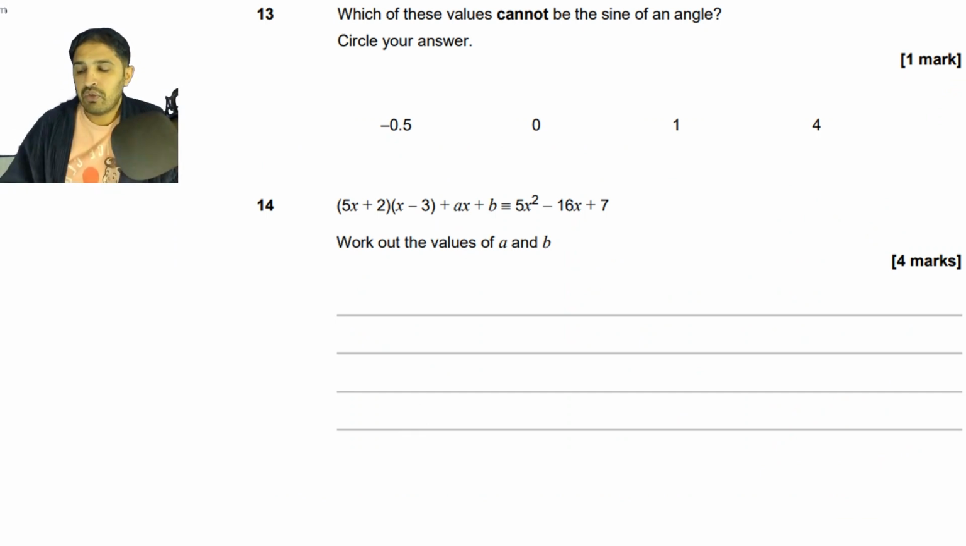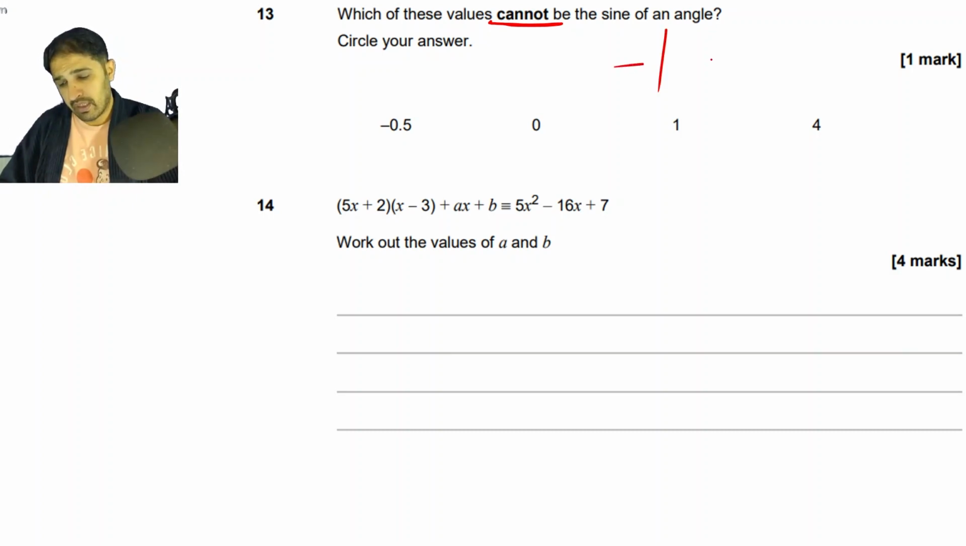Question 13. Which of these values cannot be the sine of an angle? Circle your answer. So the sine and cos always alternate between -1 and 1. If I wanted to draw the graph of the sine graph, this is what the sine graph will look like.